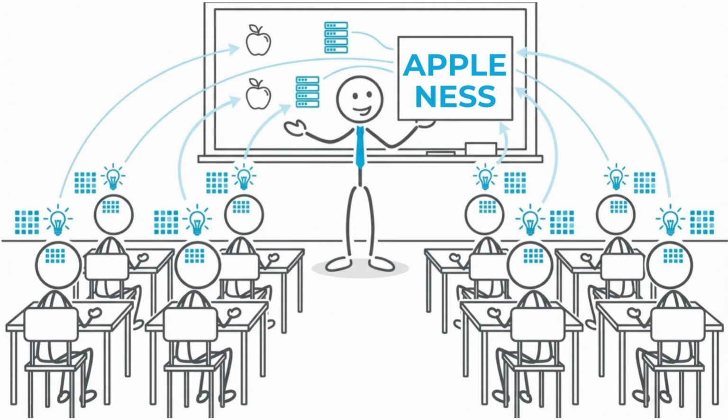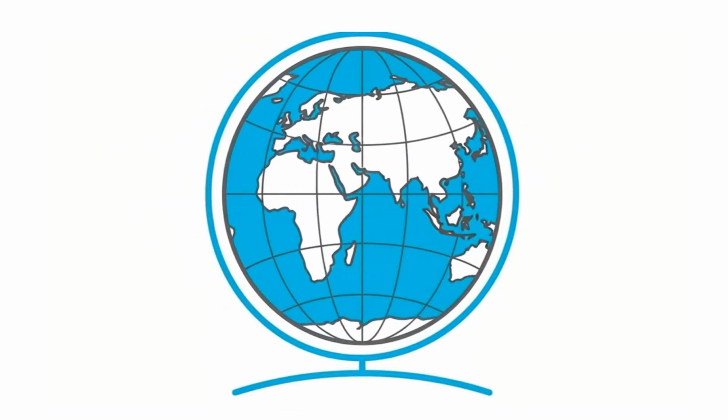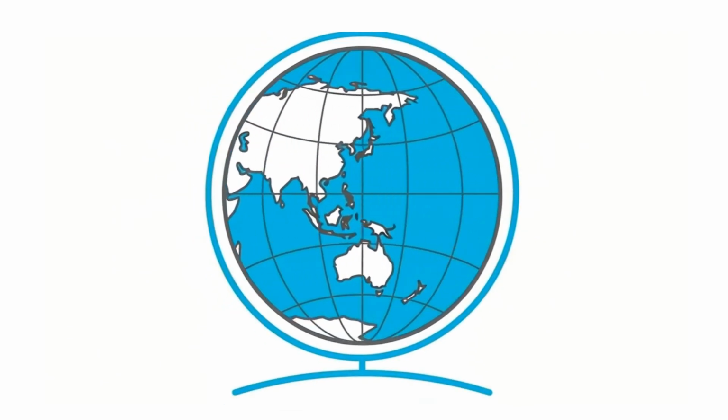And that's the key difference between AI learning and human learning. Humans learn concepts. AI learns patterns. Humans need a few examples. AI needs thousands or millions. But here's why this matters in the real world. Every AI you interact with was trained this way.